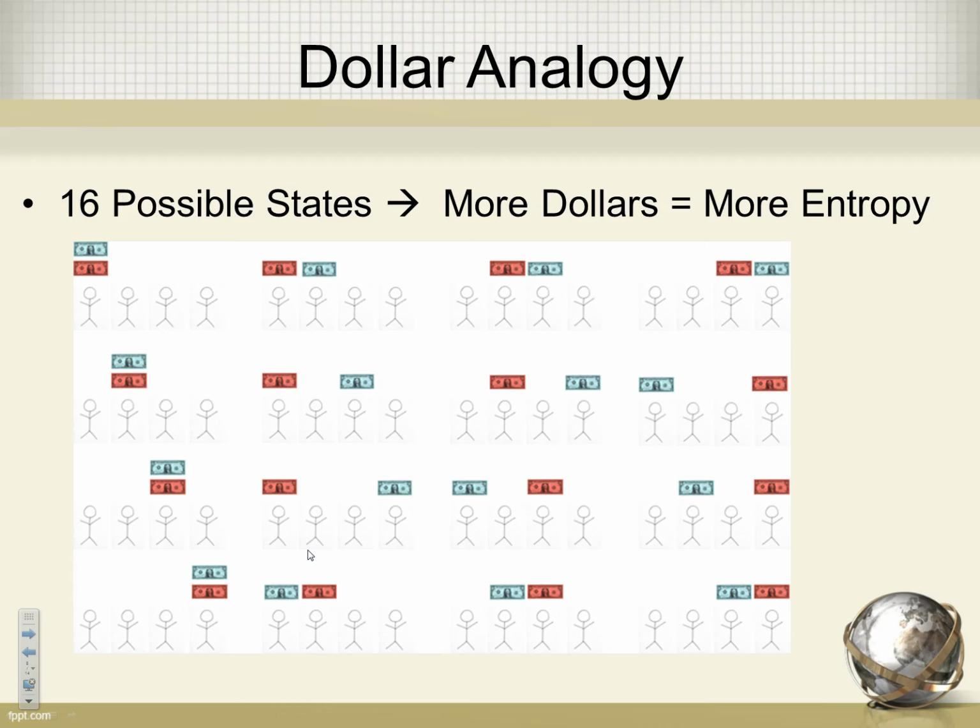So by adding the additional dollar, we're getting more entropy as well. And so again, it's directly related to the number of possible states. That's the definition of entropy.